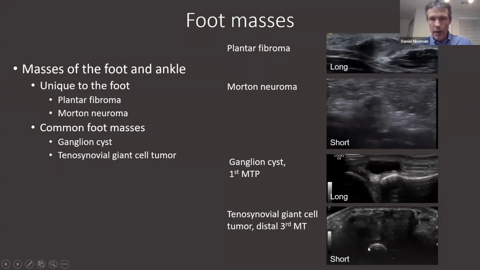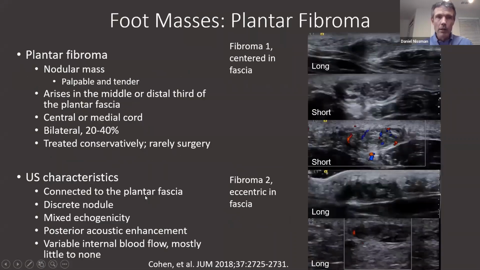And another mass that is common to both the hands and feet, a tenosynovial giant cell tumor. Okay, plantar fibroma: nodular mass, arises in the middle or distal third of the plantar fascia, central and medial cord, bilateral in 20 to 40%. Really, these need to be treated conservatively. If you do surgery on them, they can recur and then they will often invade the underlying musculature. You must document connection with the plantar fascia.